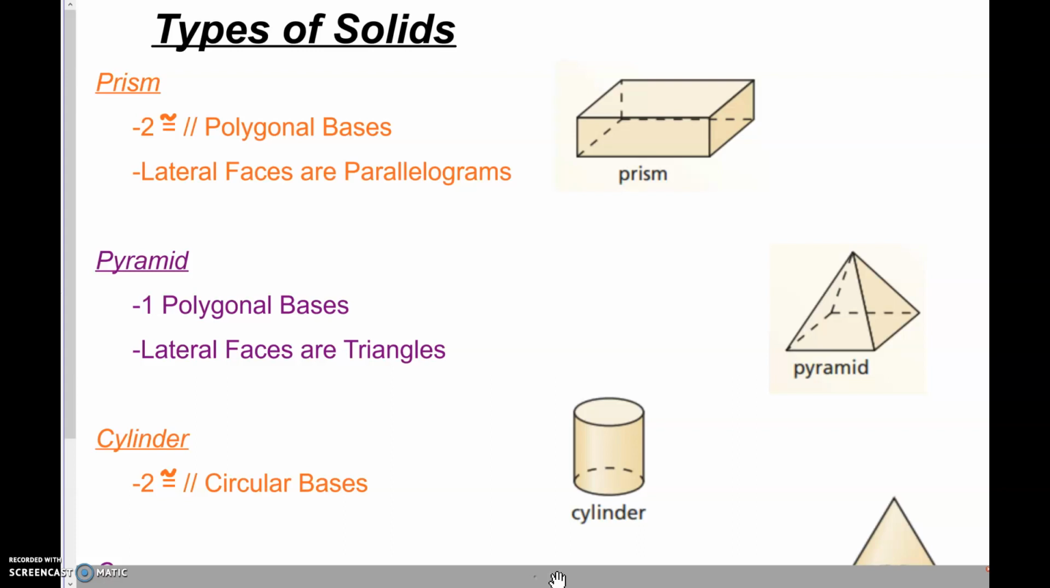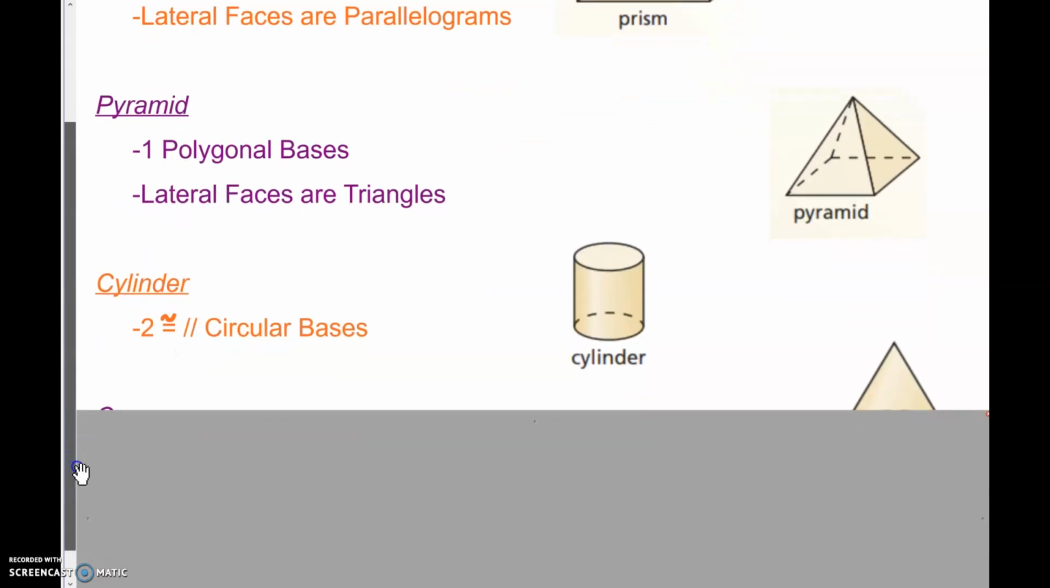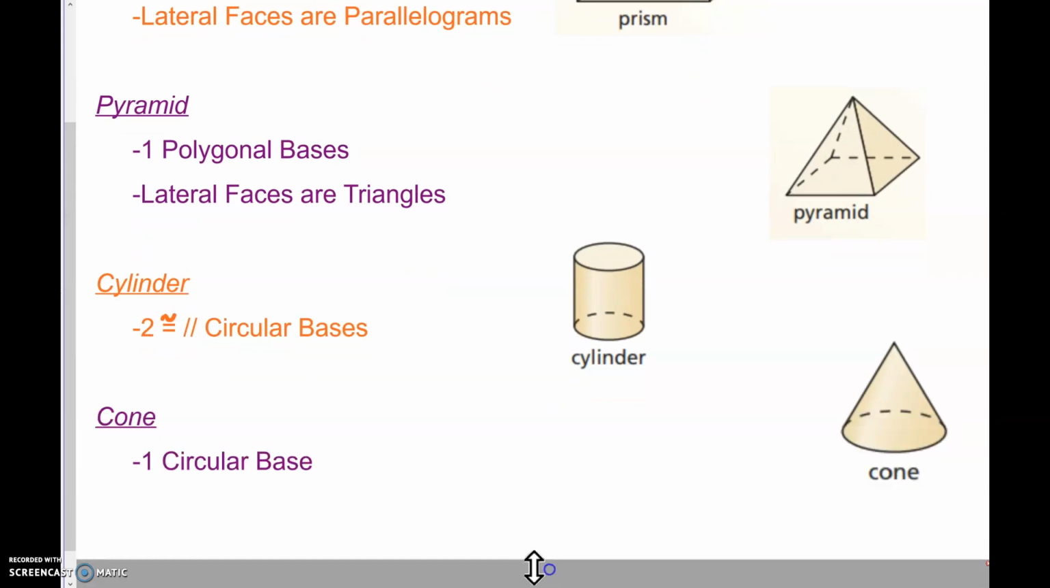In a pyramid, the one in the middle has one polygonal shaped base, and all of your lateral faces are going to be triangles. In a cylinder, the two parallel bases are always going to be a circle, and in a cone, you have one circular base. These are all three-dimensional figures.